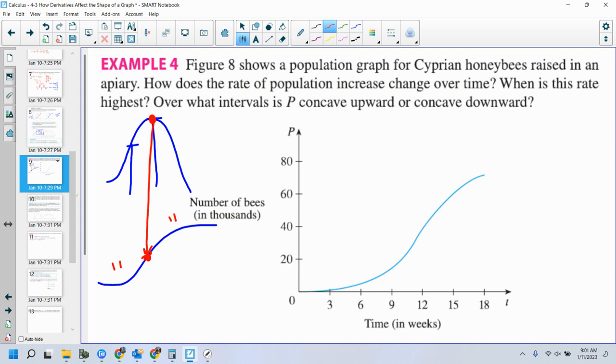But anyway, this example that the book is giving shows population for Cyprian honeybees raised in an apiary. Does the rate of population increase change over time? When is the rate the highest?